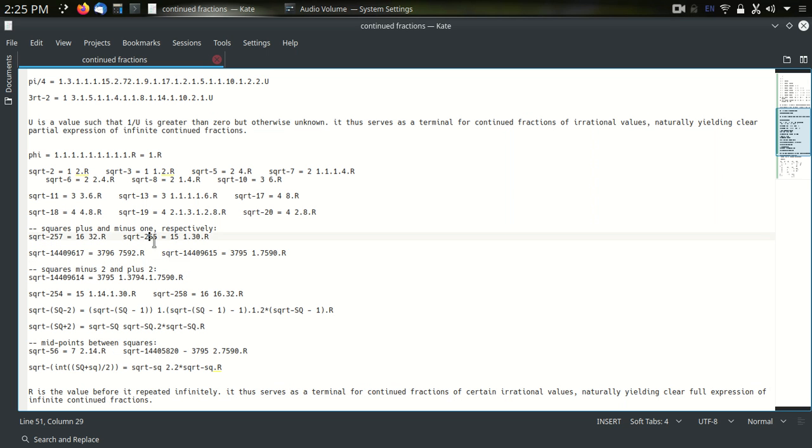And if you subtract 1, obviously it's going to be 1 less than the square root of 256, so it's going to be 15. And then you get a 1 and then a doubling of that. So those patterns hold up.